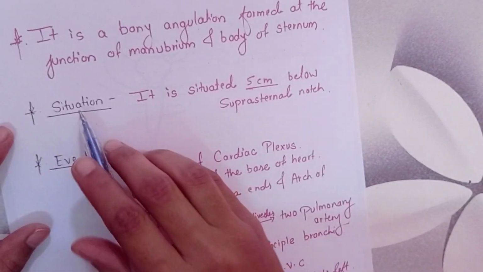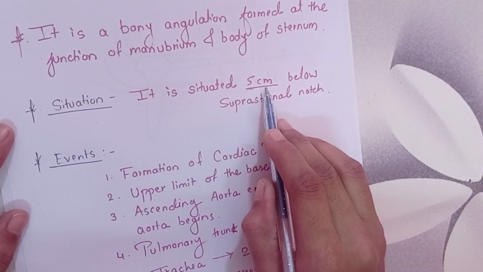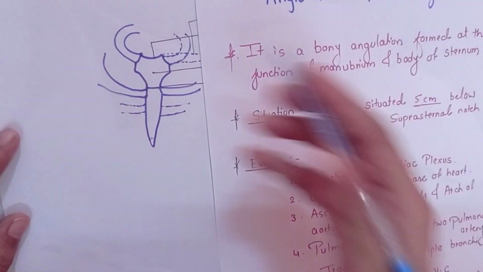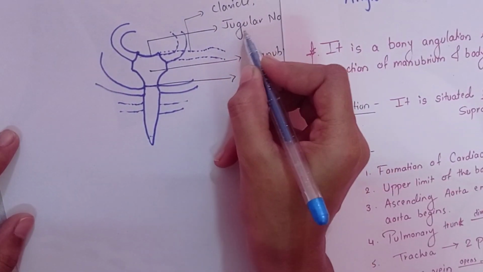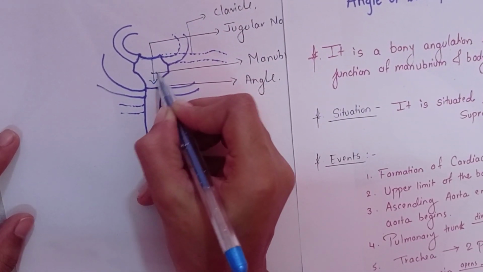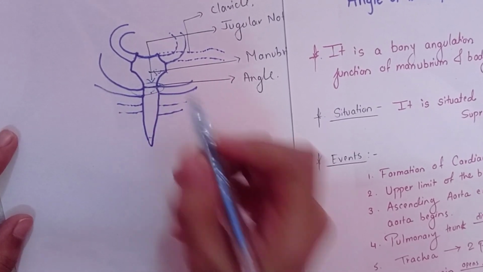Now, what is its situation? It is situated 5 cm below the suprasternal notch. The suprasternal notch is this, which is also called the jugular notch. From the suprasternal notch, 5 cm below, lies the angle, that is the angle of Louis.